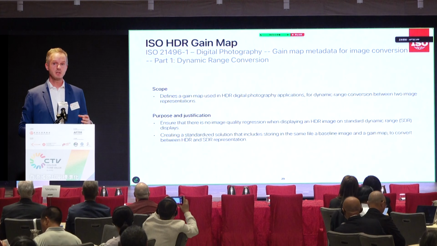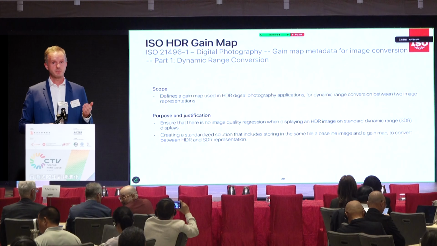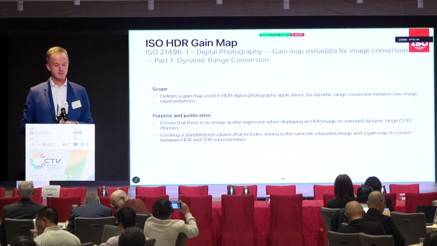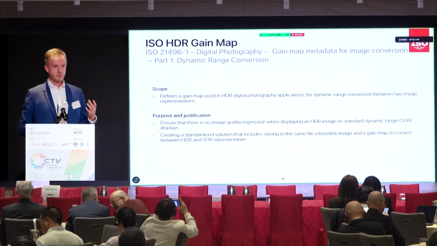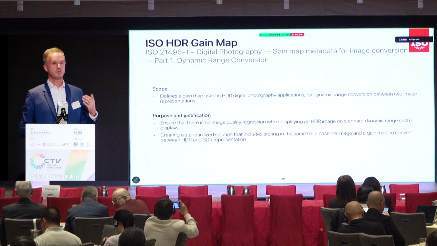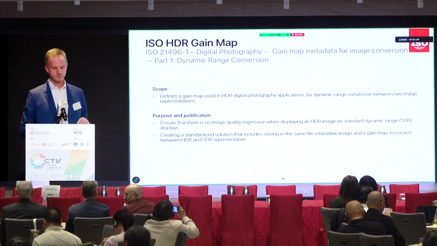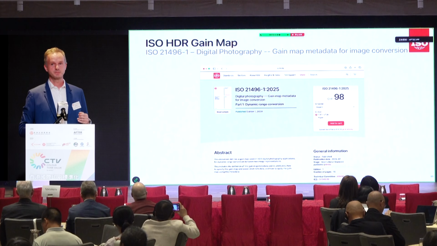This gain map technology, first introduced by Apple in iPhones, is now an ISO standard. It was published over the summer. It's called ISO 21496-1. It defines very simply how to store a gain map in a file, and how to store the metadata that should be used at display time or at printing time. It's available on the web, you can buy it.